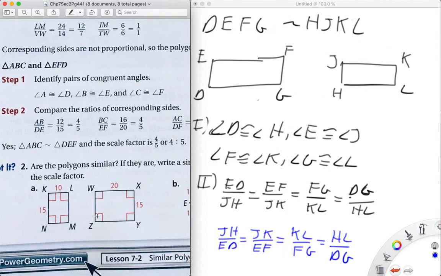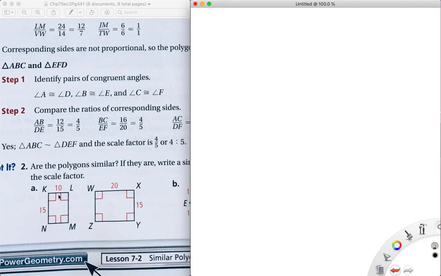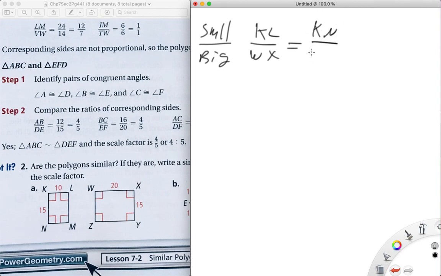Are these guys similar? We have this guy. They're all 90 degrees, so all the angles are congruent. So let's see if they are. The extended proportion is equal. So if we go from small to big, we have KL, and its corresponding side is WX, and that should be equal to KN over XY. Well, we could say WZ.